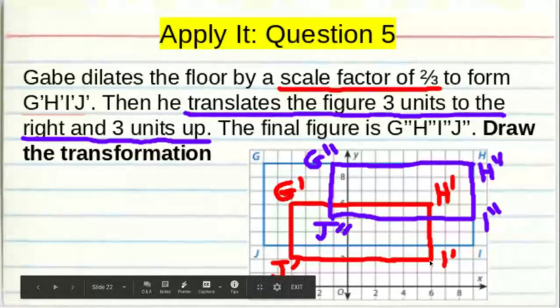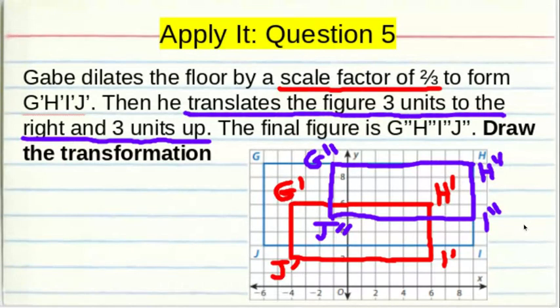Same for our I prime, 3 to the right, 1, 2, 3, and 3 up, 1, 2, 3. And then again, finally for our J prime, go 3 to the right, 1, 2, 3, and 3 units up, 1, 2, 3. And that gives us our J double prime, like so. So whenever you're doing sequences of transformations, it's best to just think of it as going step by step.